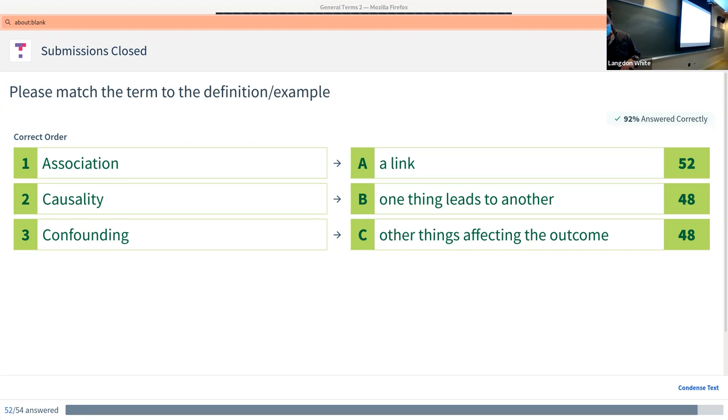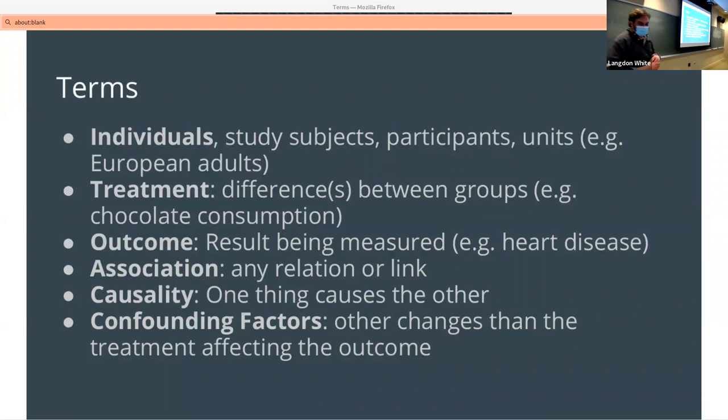And then we have the formal definition slide. All of these you should have seen before, but like I said, individuals has a lot of synonyms, but individual is the correct term. The treatment, the outcome, association, causality, and confounding factors. So let's give you a second to read that one. But I explained most of them already.